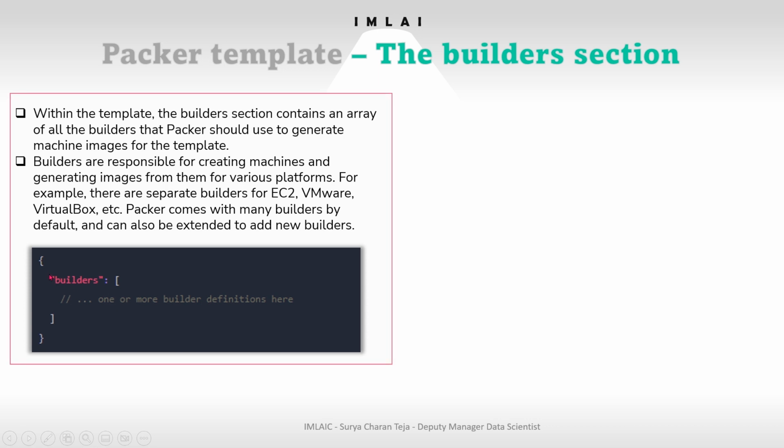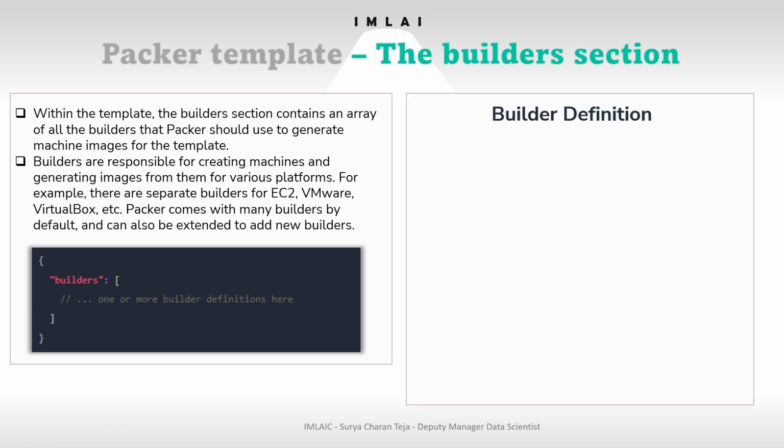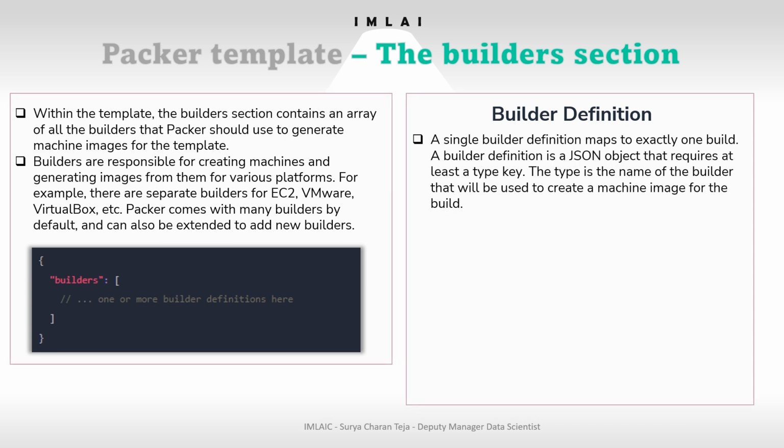As usual, double quote builders, and then it's similar to what we have discussed in JSON format. It looks like JSON format, and inside that you have to add your builder definitions. Let's take the complete builder definition. A simple builder definition maps to exactly one build. If it is a single builder definition, a simple builder definition maps to exactly one build. So inside that you will mention only one build. A builder definition is a JSON object.